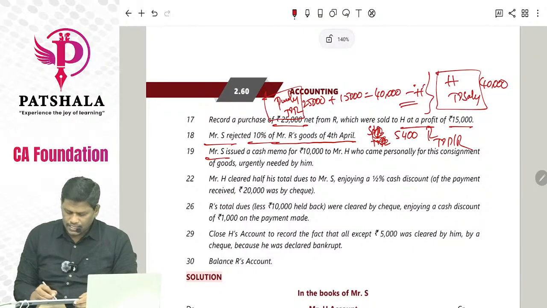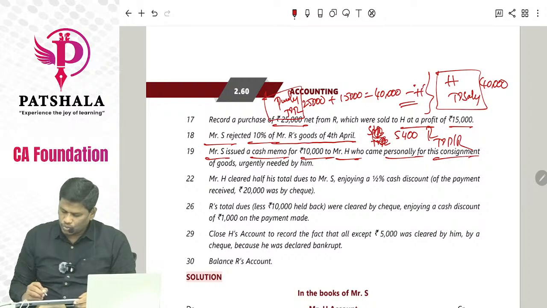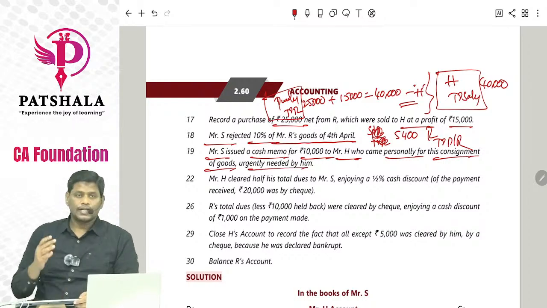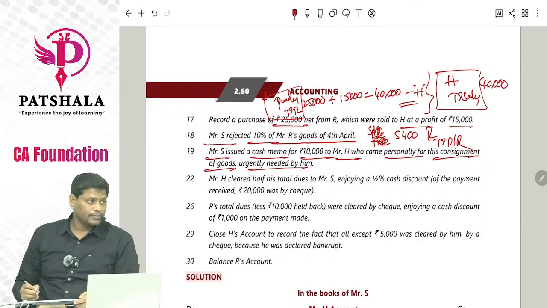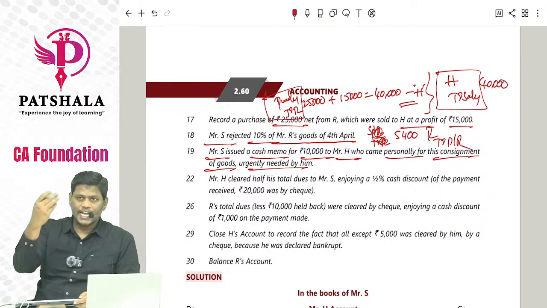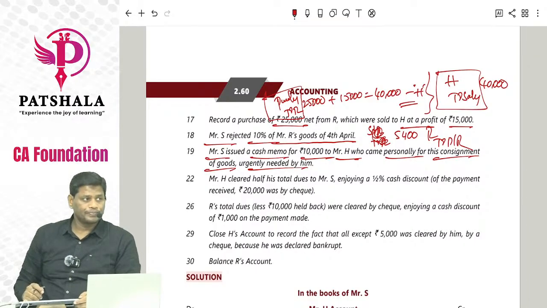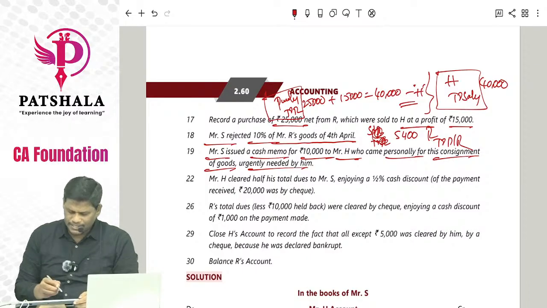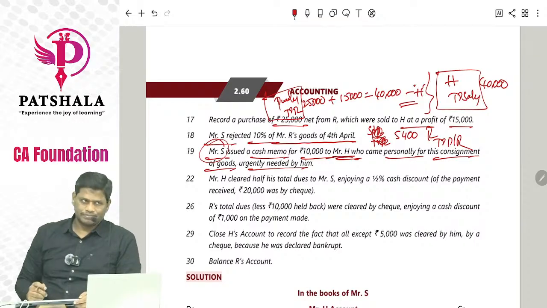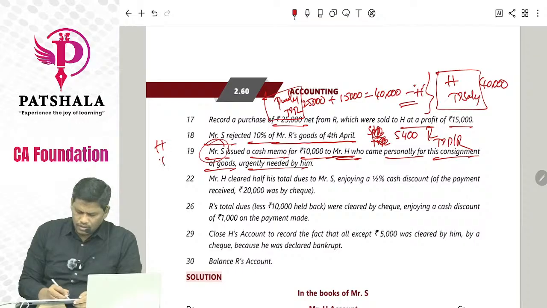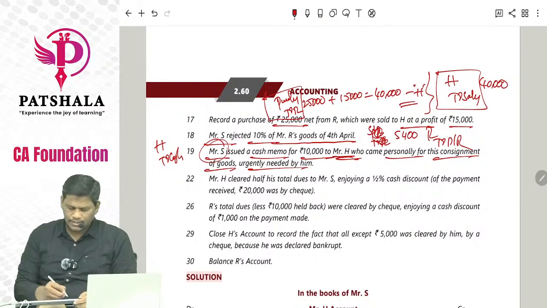Next, Mr. S issued a cash memo of 10,000 to H, who came personally for the consignment of goods urgently needed. That means we gave him 10,000 cash. We have given cash to H. Sorry, we ourselves are S. S issued a cash memo to H. We gave it to H. Debit the receiver. H to cash. How much?